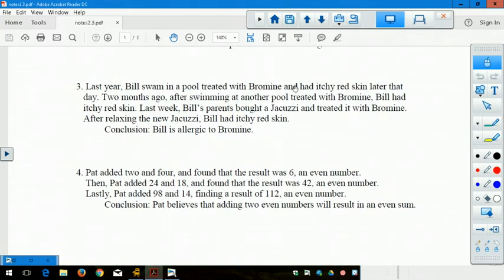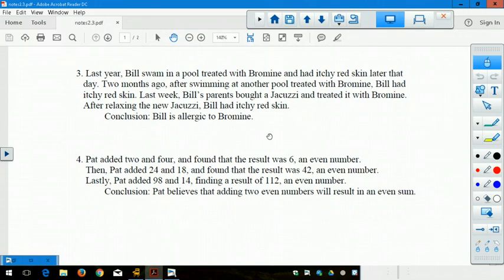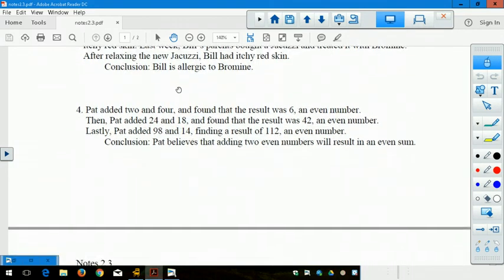Last year, Bill swam in a pool treated with bromine and had itchy red skin later that day. 2 months ago, after swimming at another pool treated with bromine, Bill had itchy red skin. Last week, Bill's parents bought a jacuzzi and treated it with bromine. After relaxing in the new jacuzzi, Bill had itchy red skin. Conclusion, Bill is allergic to bromine. Take a guess. These were all observations. Nobody said that Bill had an allergy to pool chemicals. So this conclusion is based on what was observed, so it's inductive reasoning.